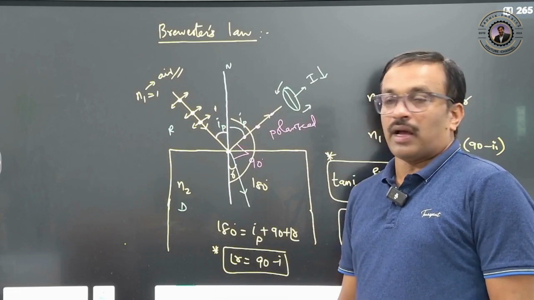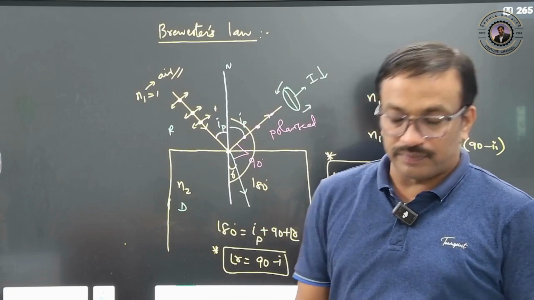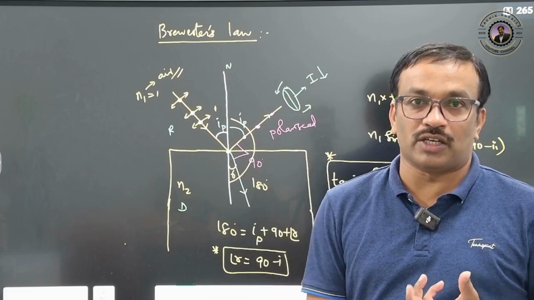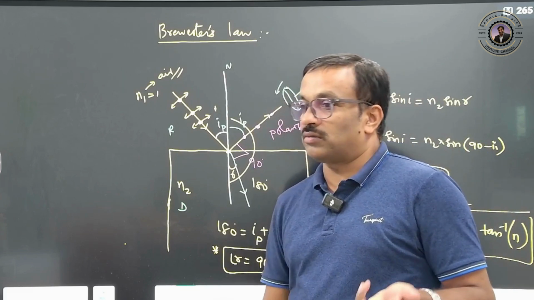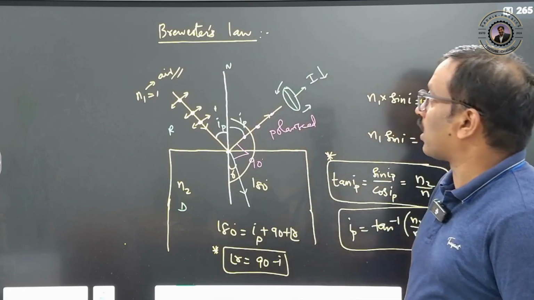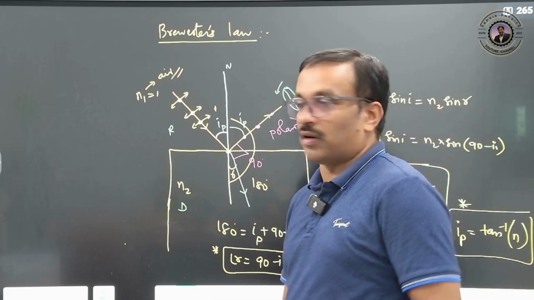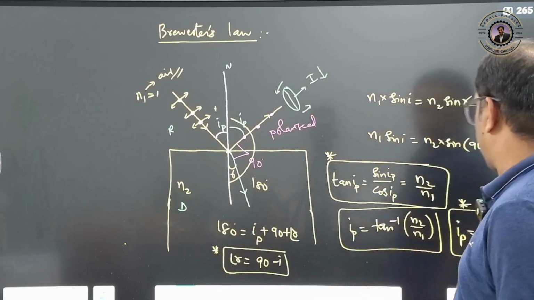Clear? And there is one more method, that is polarization due to scattering. In that way also you can get polarized light. These two concepts are enough for our portion. Then we will see some questions. Clear? Now we will see one question here.